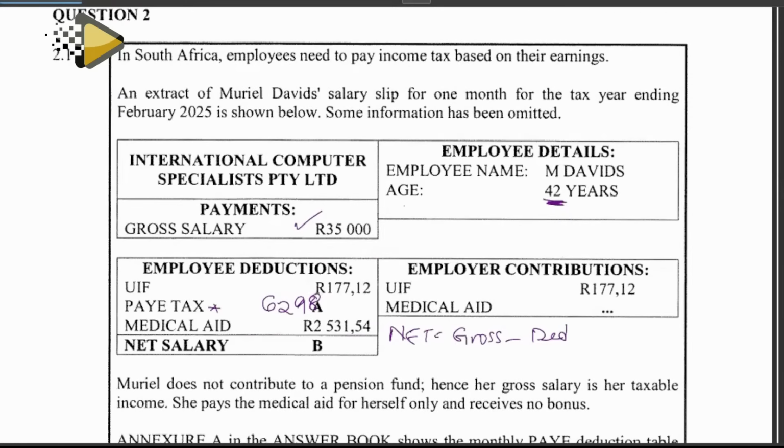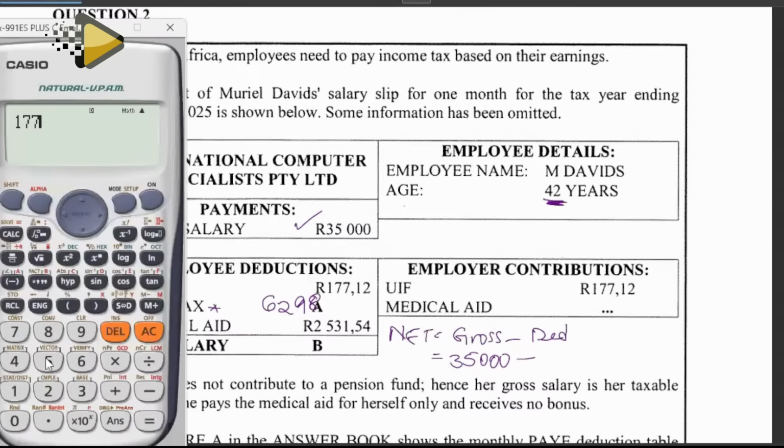Together, let's first add them up, because I need to see my B. So this is going to be 35,000 minus the total. So we shall say 1772 plus 6298 plus 2531.